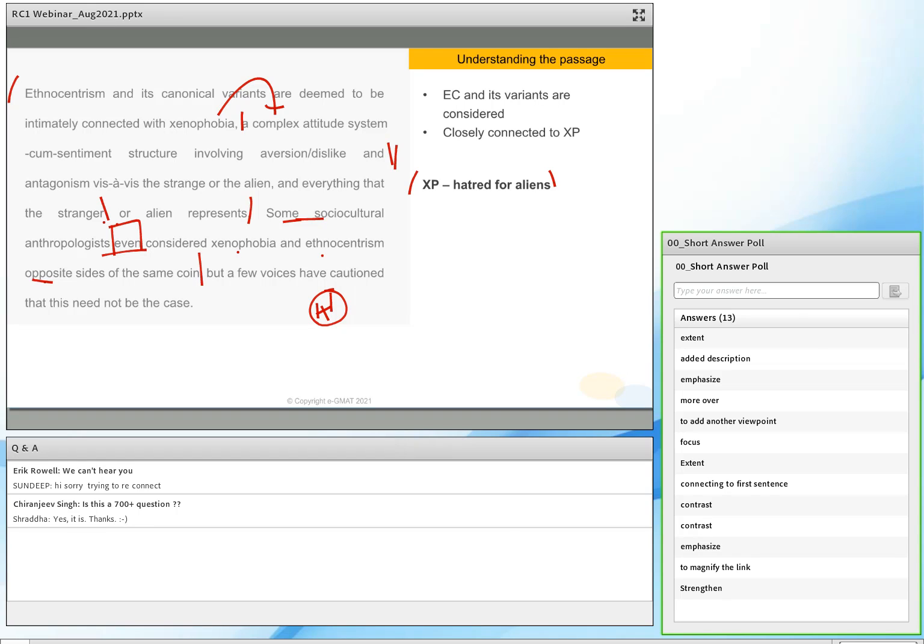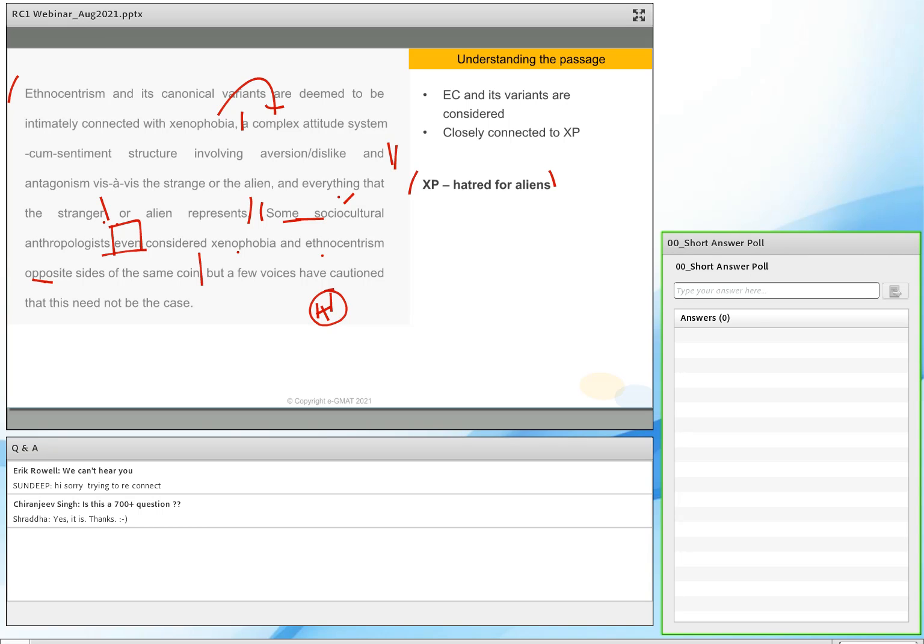Now look at even. In the first sentence, the author told you, hey, some people believe EC and XP are intimately connected, pretty strongly connected. In the second sentence, the author is essentially telling you, hey, it's not just intimately connected, it is so strongly connected as per these people that they are practically opposite sides of the same coin. They are so strongly connected that they coexist. One cannot exist without the other. That level of connection is there, magnifying that link to the next level. That is what even is doing there.